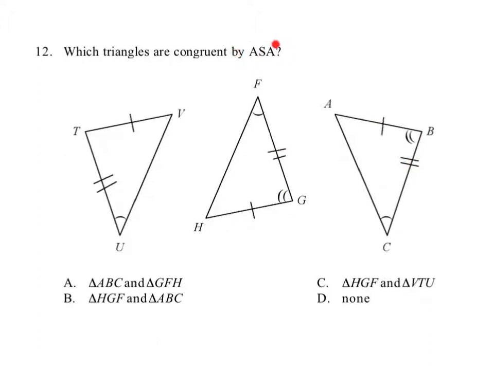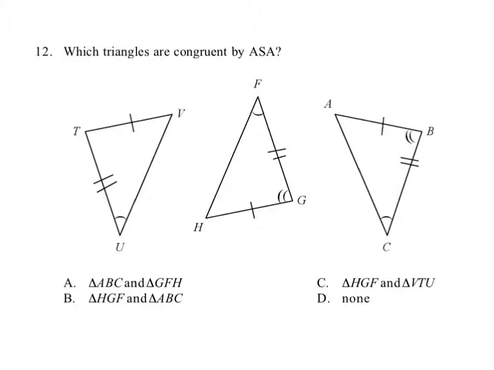Now they're asking about angle, side, angle. So what we really want to say is, yes, we've got this angle and that angle congruent. Angle, we have this side and that side congruent, and we have this angle and this angle congruent. So angle, side, angle, and it will be those two triangles.